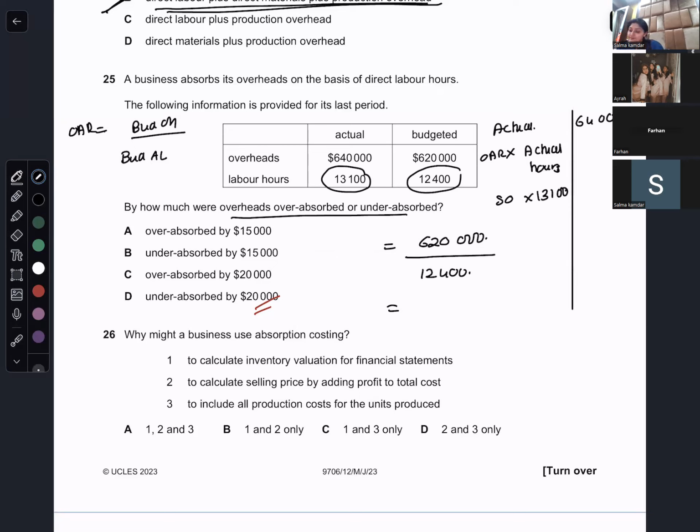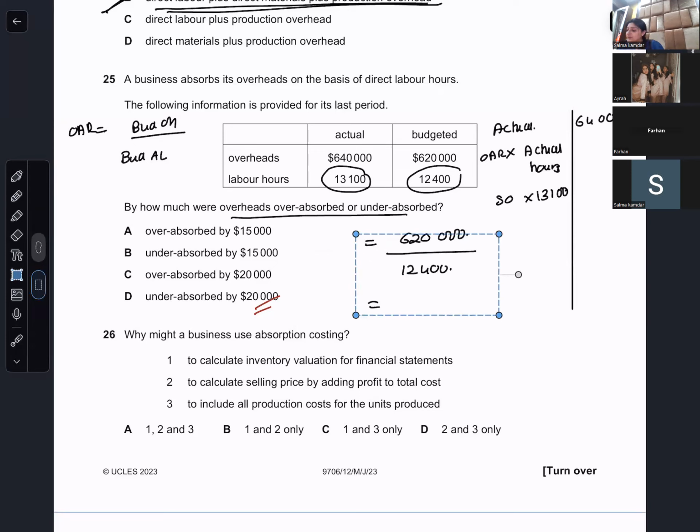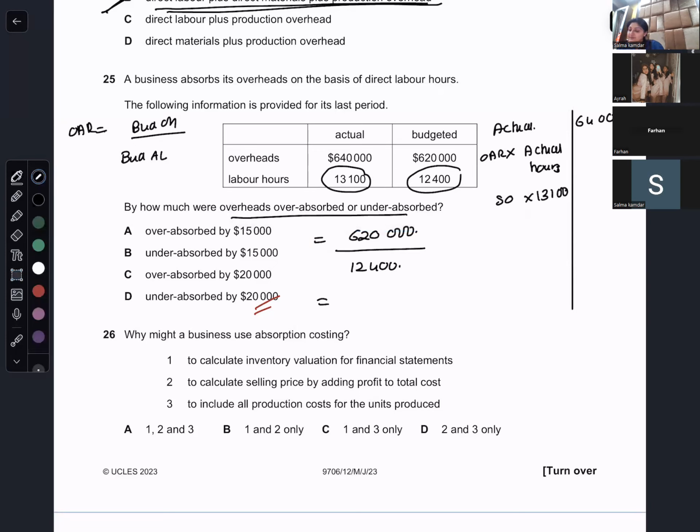So it'll be 655,000. You actually incurred this much, but you recovered this much. So you over absorbed, you recovered more. So it is overheads over absorbed. How much? 15,000.